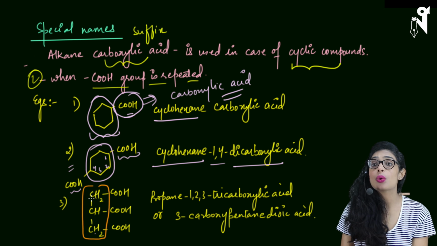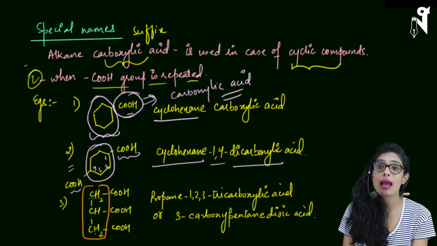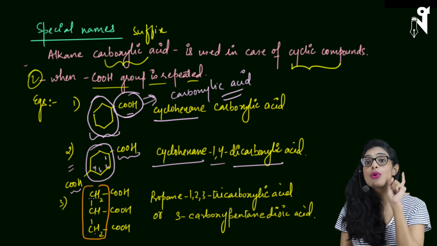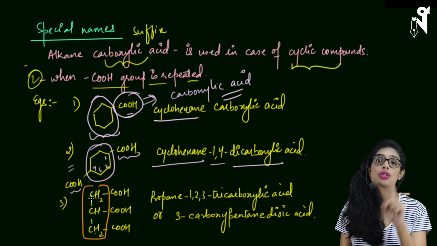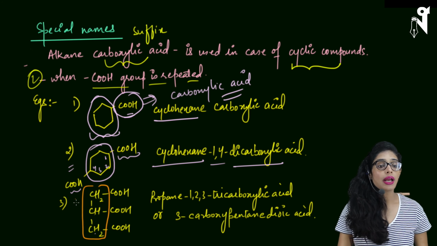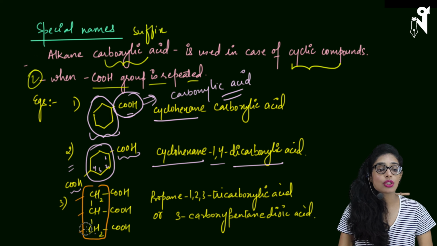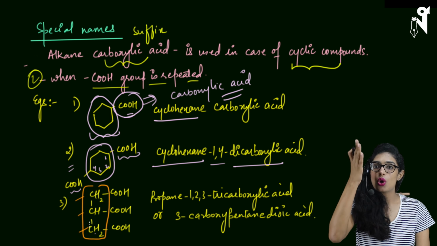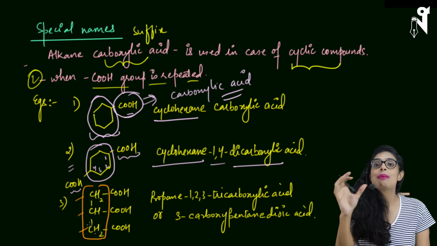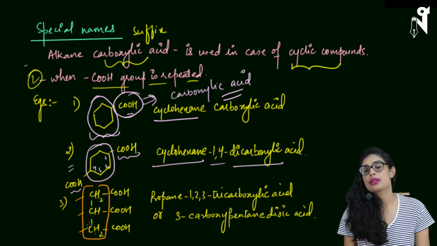And rather than using oic acid as my suffix, I'm using carboxylic acid as my suffix. Why? Because I'm not including the carbon of COOH in the counting of the principal carbon chain carbons. So here I'm just taking CH2, CH, CH2 as my principal carbon chain, and all three COOH are out of the carbon chain and will be named as carboxylic acid.